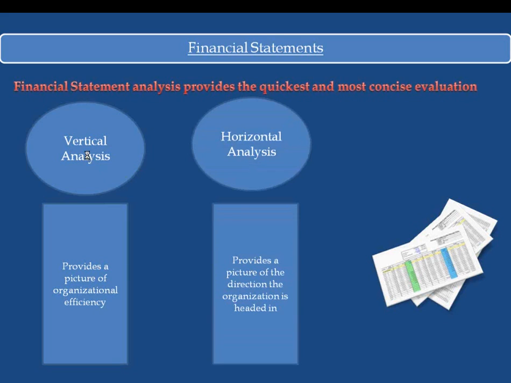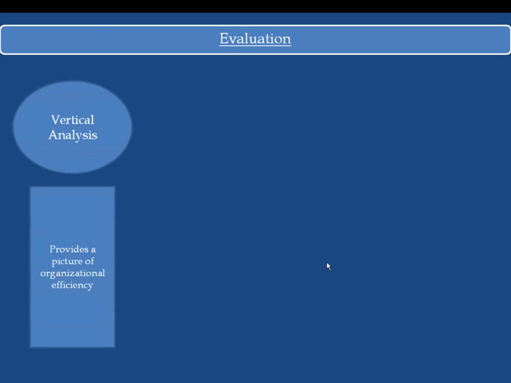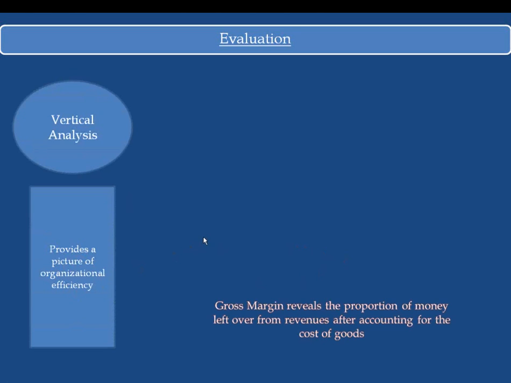Number one is vertical analysis, and we're going to look at that right now. That provides a picture of organizational efficiency. Okay, let's take a look at how this works. On the financial statement, we're going to have the amount of money we made, the income, and the amount of money it cost us to produce that income.